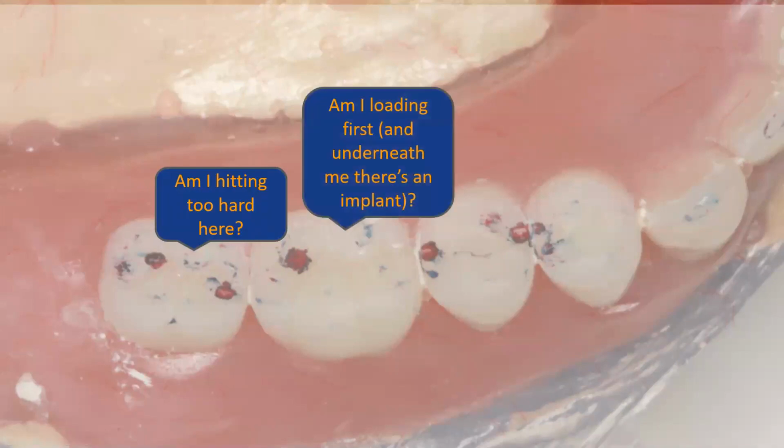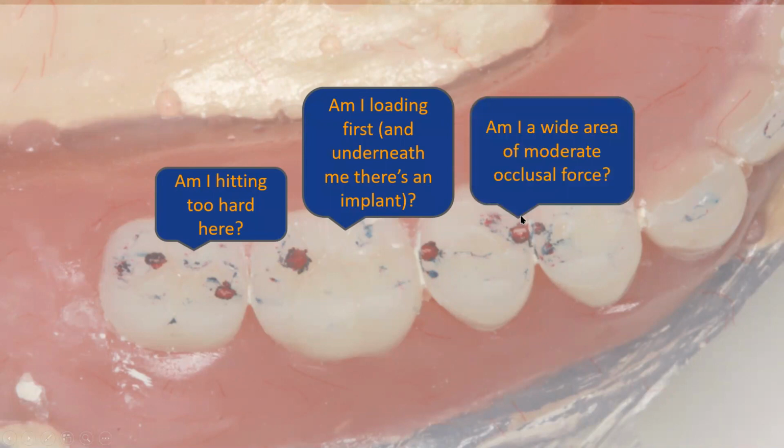If there was an implant under this overdenture, when is it loading? If it's loading early, that's problematic. It's going to take a lot of pressure and a lot of forces will be increased. The pressure will increase because of the rigidity of where the implant is. But again, there's no way to know that by looking at this information.